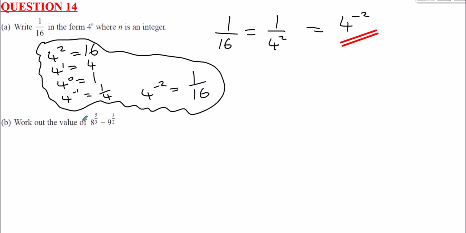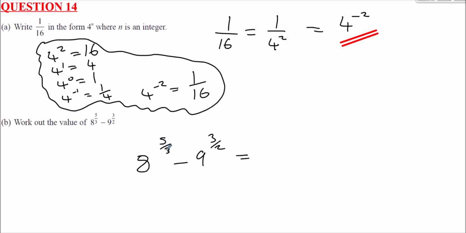This part B here, work out the value of 8 to the 5/3 minus 9 to the power 3 over 2. So let's just write this out slightly bigger. Now, I would always say the bottom number works as the root and the top number works as a power. I'd use flower power here. So start with the roots in the same way that flowers start from growing from the root. The top number is the flower which comes last. The flower is the power. So take the roots first.